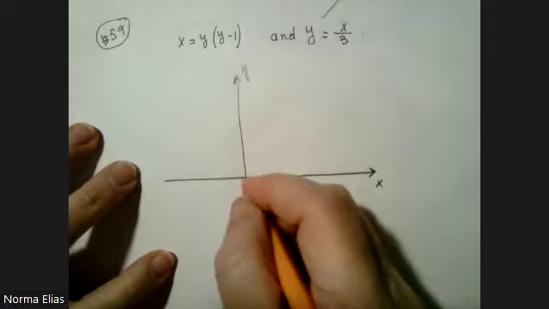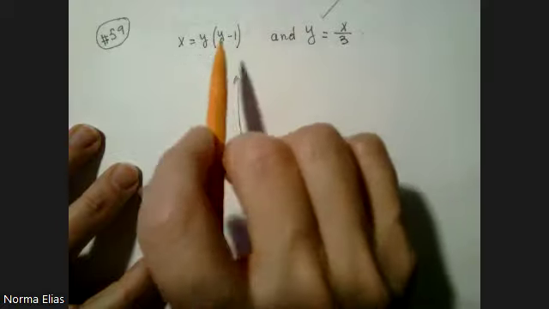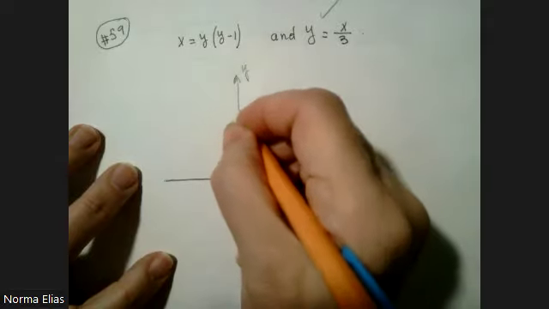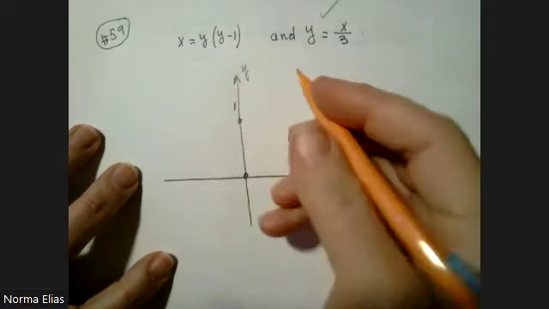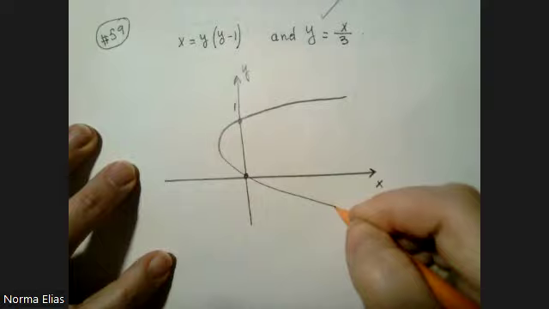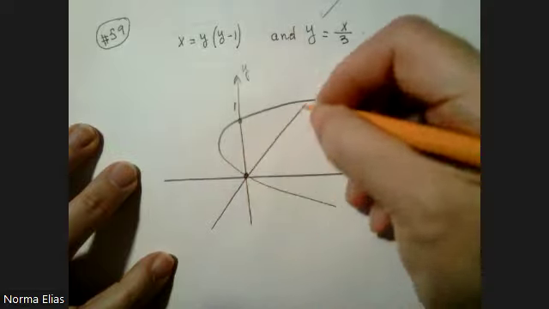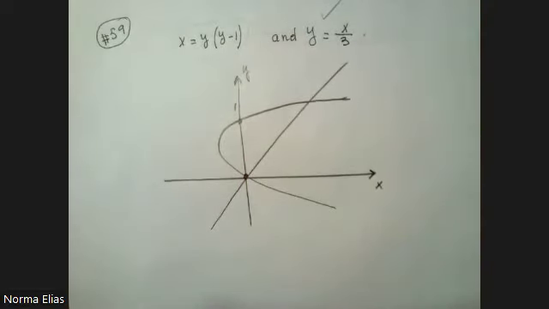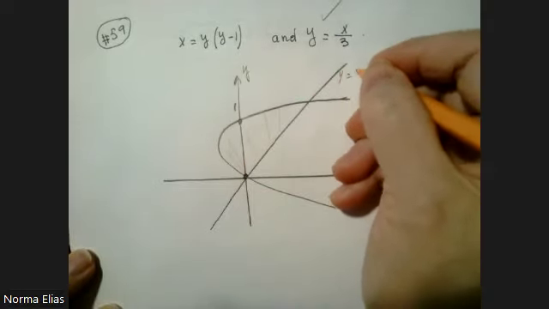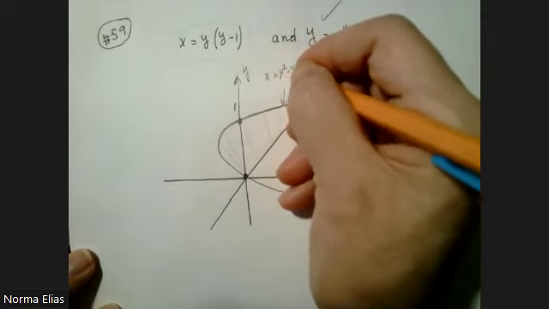So x equals y times y minus 1. The reason the book wrote it y times y minus 1, they don't have to write it this way, but they want to tell you what the zeros are. It means x is 0 when y is 0 and y is 1. That's why they wrote it this way. So it's going to be a parabola going like that. That's the graph of this function. y equal x over 3 is just a straight line going through the origin. Okay, so this is y equal x over 3, and this is x equal y squared minus y.